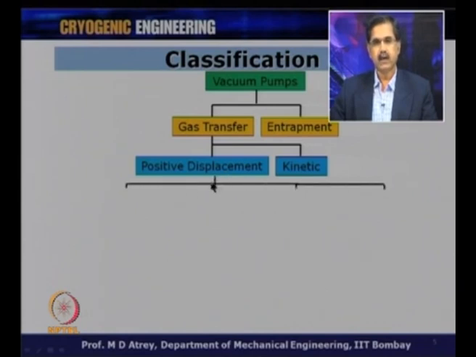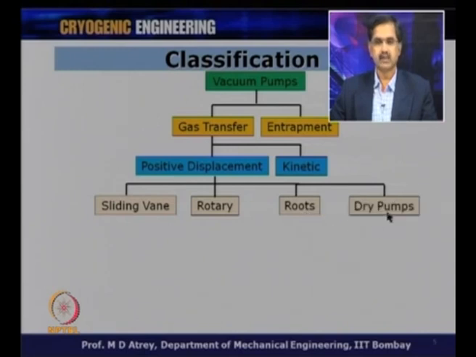For example, under positive displacement pumps, we have four different types of pump: the sliding vane type of pump, the rotary vacuum pump, the Roots pump, and the dry pumps. In all these cases there is something which is moving, and this moving element will move the gas from the system to be vacuumed to the atmosphere. We will see, for example, how the rotary pump and Roots pump work, and in a similar fashion all these pumps normally work.